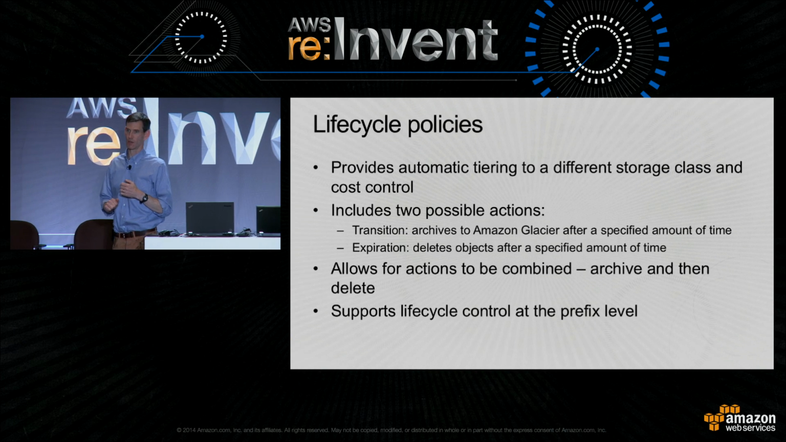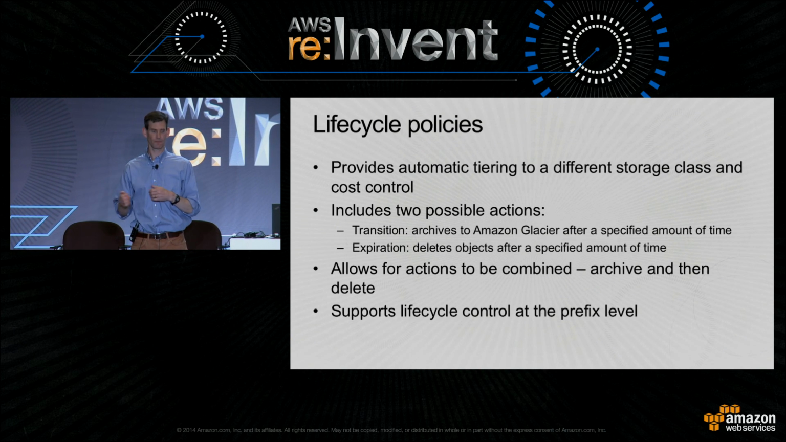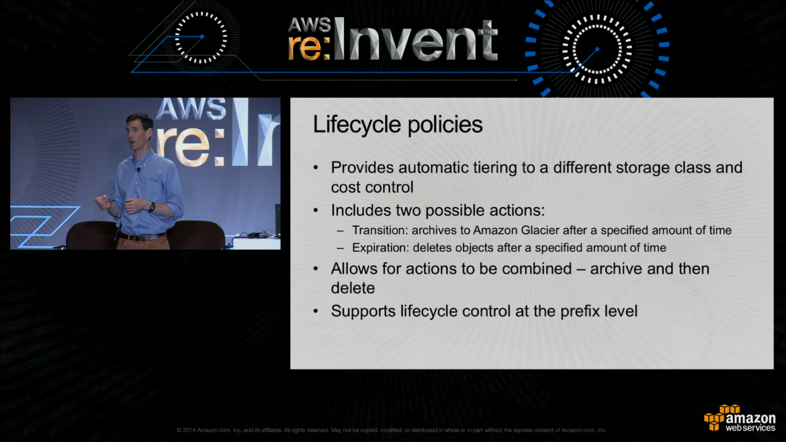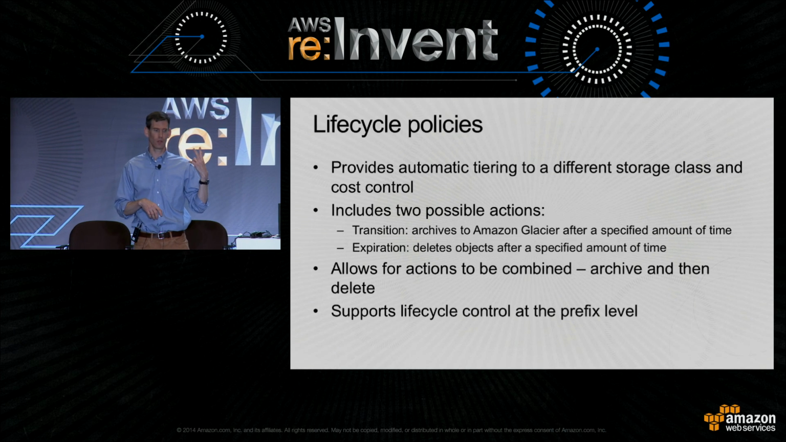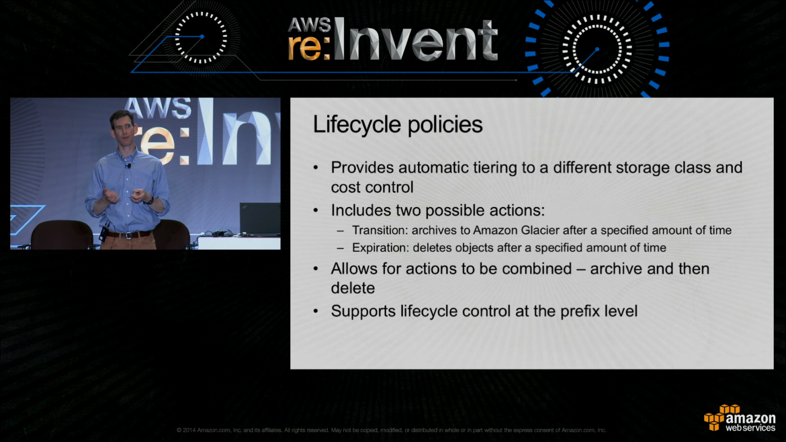The next feature, lifecycle policies, also has been around for a while. I'll give you a quick overview. It allows you to do automatic tiering to a different storage class and also allows you to control cost. And it does that through two different actions. One is transitions. A transition is when we archive an object from S3 to Glacier.